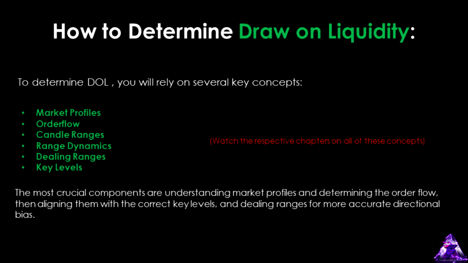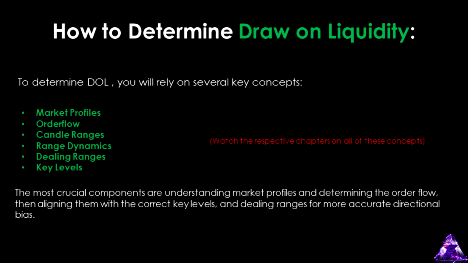To determine draw on liquidity, we use the following concepts. First, we use market profiles, which help us identify the type of market profile that we're dealing with. Second, institutional order flow assists in determining the market structure, whether it's bullish or bearish order flow. Third, we apply candle range theory, or candle ranges, which we combine with the first two concepts to assist in determining major draw on liquidity.